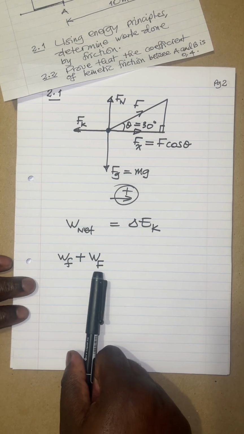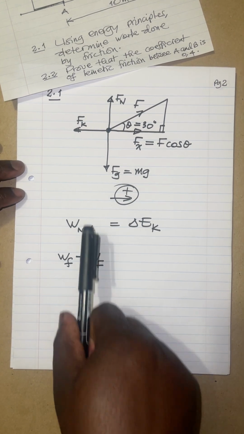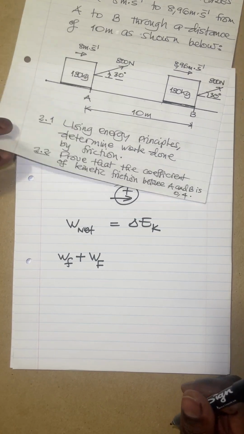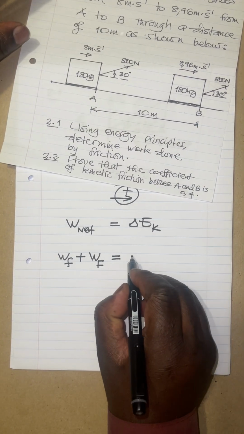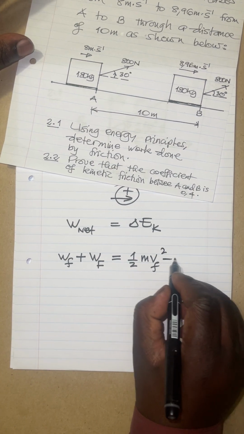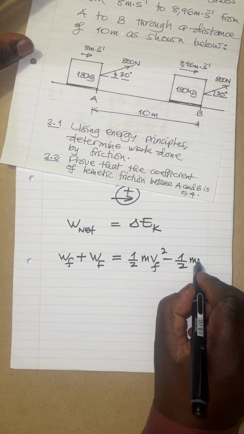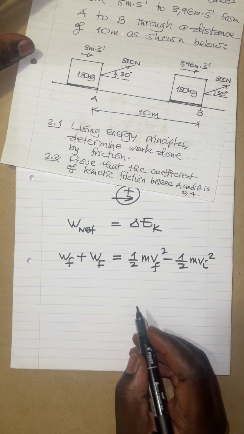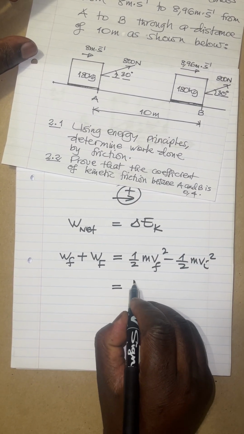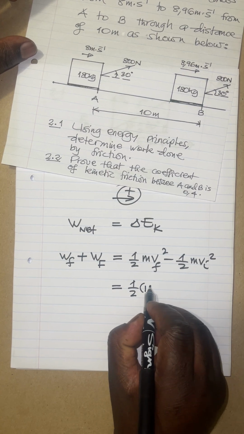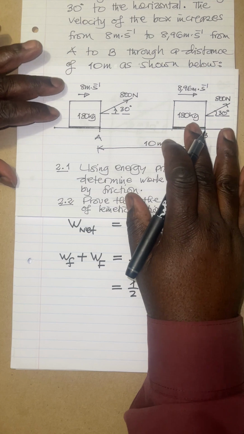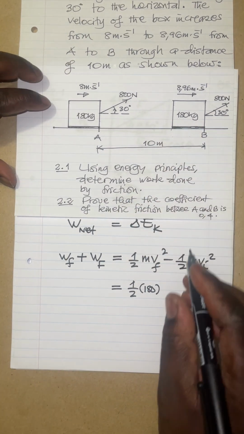We know that it's a component of F that does work on the block in moving it from point A to point B. Now, this must be equal to, remember, delta EK, which is half M V final squared minus half M V initial squared. Now, let's put in what we know. This is half of what is mass, 180 kgs. What is final velocity? Well, in this diagram here, final velocity would be velocity at B, which is 8,96.